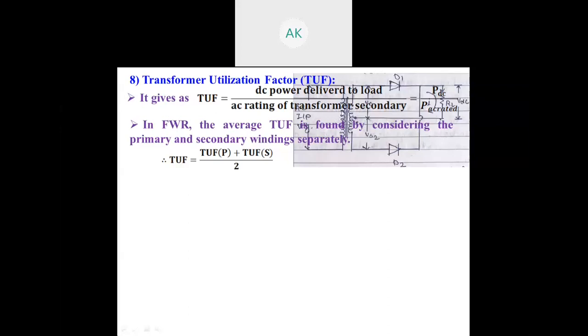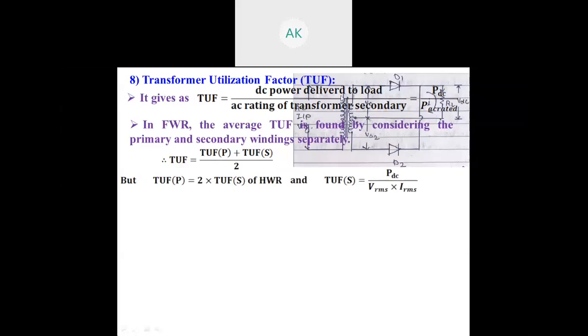So the TUF of a full wave rectifier is (TUF of primary + TUF of secondary) divided by 2. It is found by considering the primary winding and the secondary winding, given as TUF of a primary plus TUF of a secondary. Now we want to find these values. So what is the TUF of a primary?